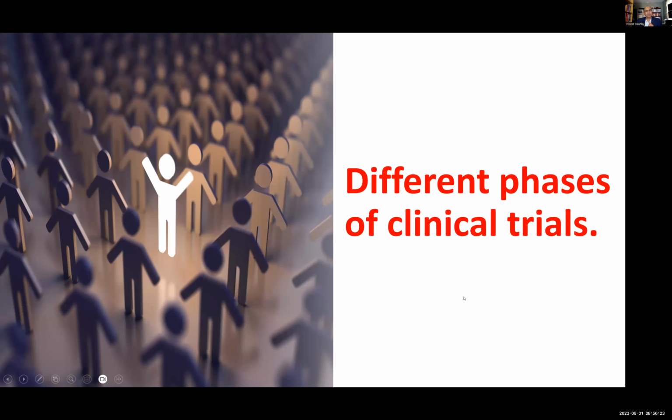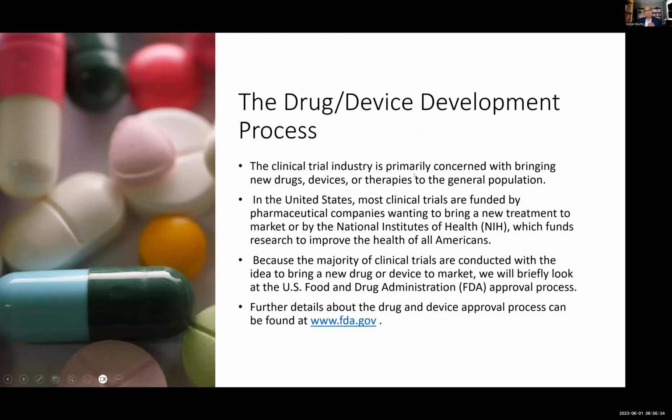Now you can see here the different phases of clinical trials. People ask in interviews, hey, can you please tell me what type of phases you worked on? What are the different phases of clinical trials? Now, the clinical trial industry is primarily concerned with bringing new drugs, devices, or therapies to the general population. The drug and device development process. In the United States, most clinical trials are funded by pharmaceutical companies like Bayer, Pfizer, BMS, these companies wanting to bring a new treatment to market, or by the National Institutes of Health, which funds research to improve the health of all Americans. Because the majority of clinical trials are conducted with the idea to bring a new drug or medical device to the market.